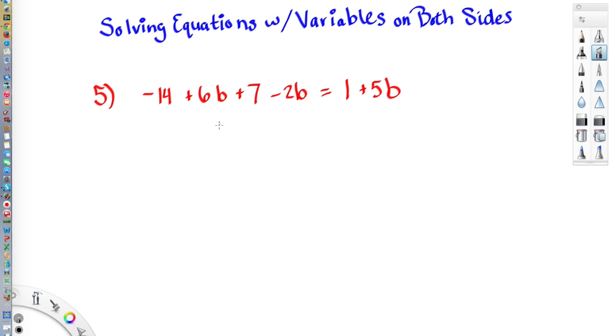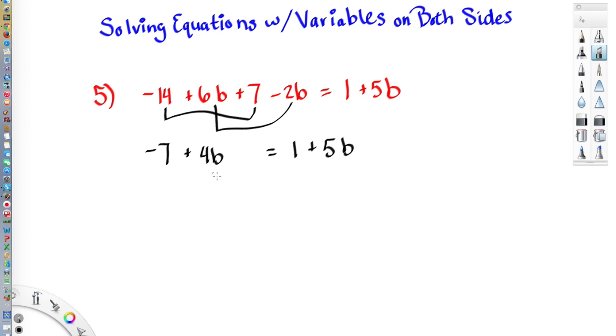Let's take a look at number 5 next. Right off the bat, before we even begin isolating the variable, there's some simplifying we can do. We can combine some like terms. I see here I have a negative 14 and a 7 that I can combine, and I also have a positive 6b and a negative 2b. A negative 14 and a positive 7 is going to give me negative 7, and if I have 6 b's and I take away 2 b's, that's going to leave me with 4 b's. And all of that's going to be equal to 1 plus 5b.